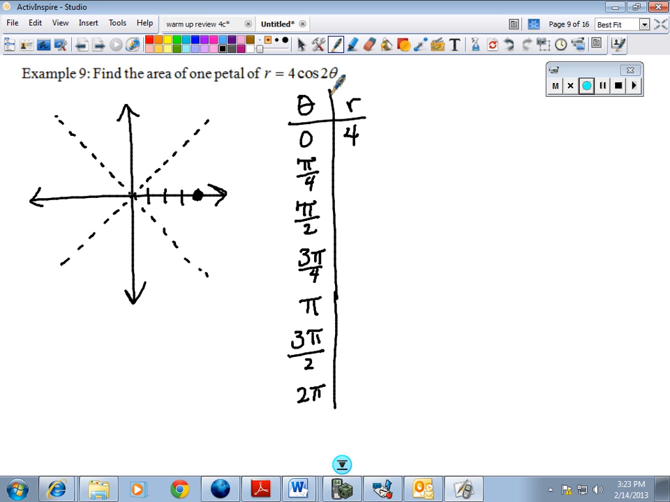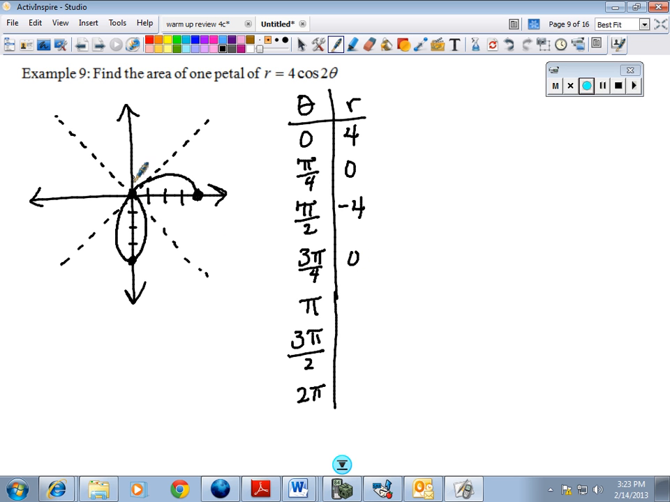Okay, pi over 4. 2 pi over 4 is pi over 2. Cosine of pi over 2 is 0 times 4 is 0. So it's 0. And then pi over 2, 2 pi over 2 is pi. Cosine is negative 1 times 4 is negative 4. And look what it's doing. 2, 3, 4. It goes here. So if we kind of plot our course, it does this. And then at 3 pi over 4, it's back to 0.